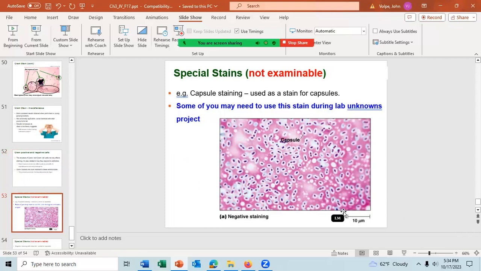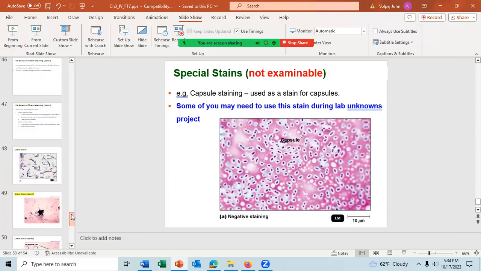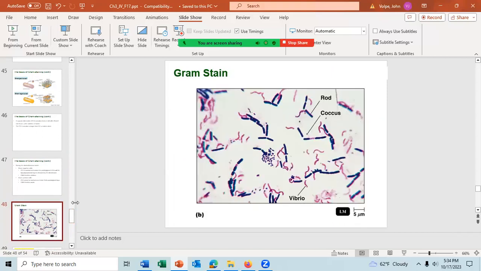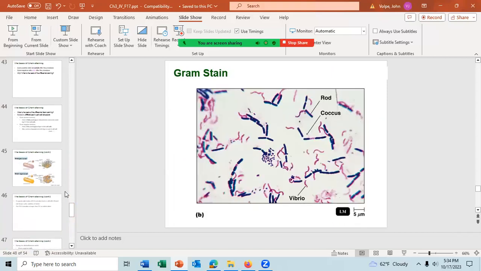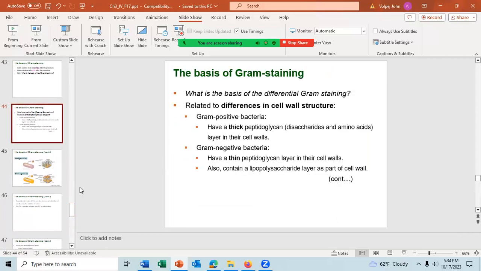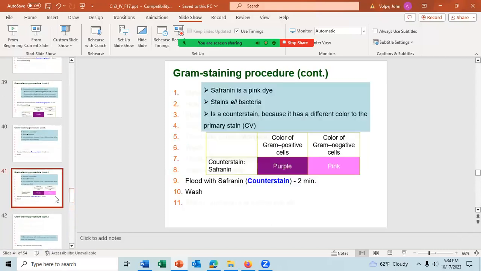Here's a question for you. Nobody answered a question, so I'm going to ask a question. I saw it in here someplace, further back. Here we go. We said that safranin stains all the bacteria cells, and that's why the gram-negative cells stain pink. Why don't the gram-positive cells stain pink after we stain the cells with safranin?